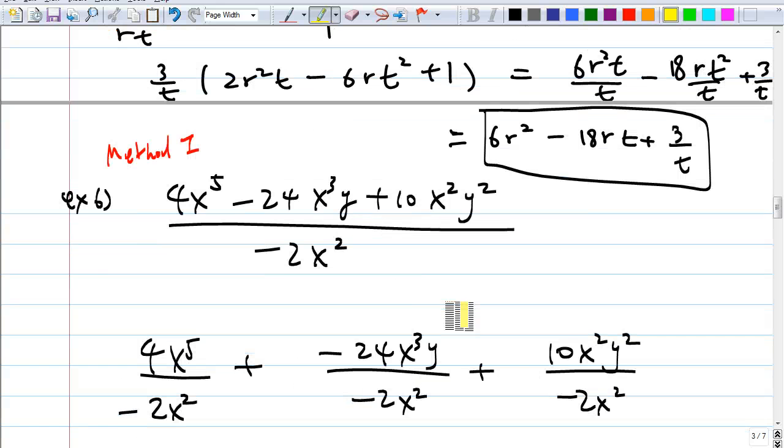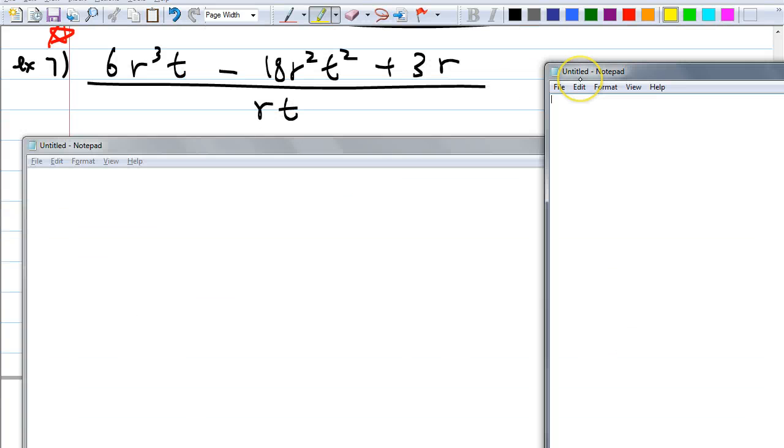Hold on. Which one's easier? With this example 7, you will really see when it's easier to use method 1 and when it's easier to use method 2, okay? So everybody try example 7, and again, try both ways. I know that some of you like one method better than the other, but you need to know how to do both ways, okay? So go ahead. It says 6r cubed t minus 18r squared t squared plus 3r all over rt. Everybody try both ways, okay?